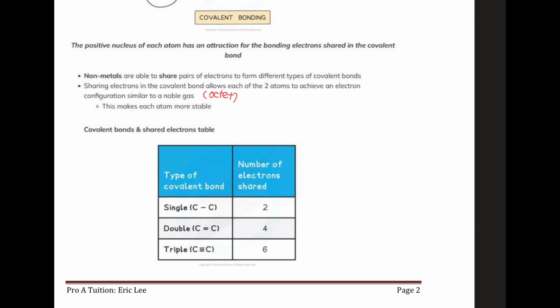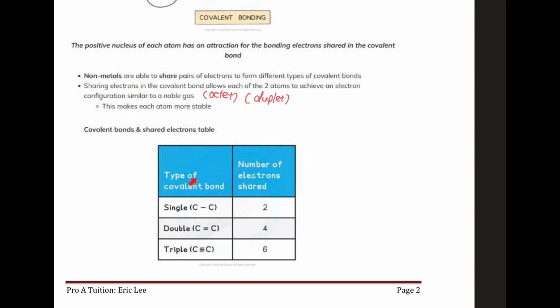O-C-T-E-T. Octet. So octet means 8 electrons at the outer shell, or duplet. Duplet means 2 electrons at the outer shell. So these are the electronic configurations of the noble gas. So this makes each atom more stable.